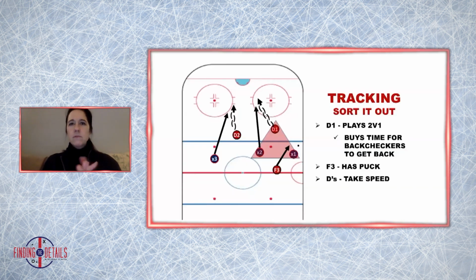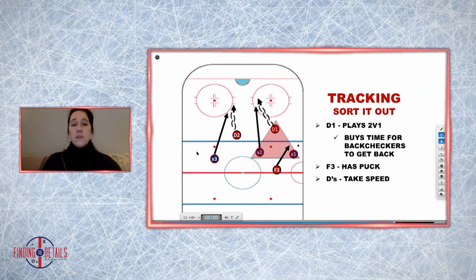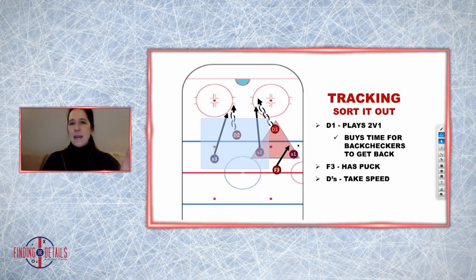So how the hell do you, excuse my language, defend this? Well, one of the most important things when you have a clear 3-on-2 against you is that your strong side defender doesn't overplay the puck carrier, because if they overplay the puck carrier, you're going to end up with a 2-on-1 in behind you.